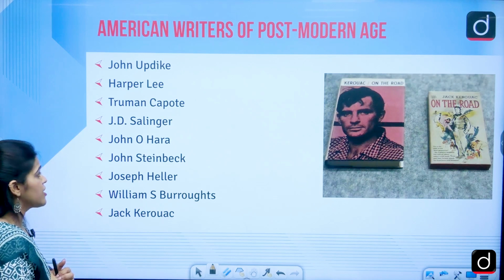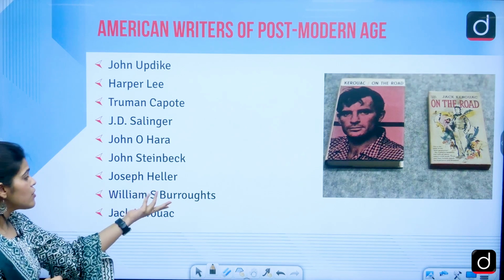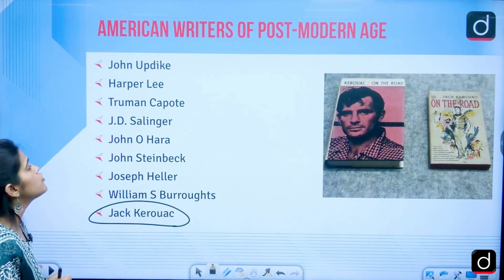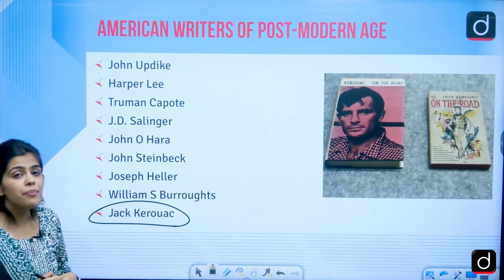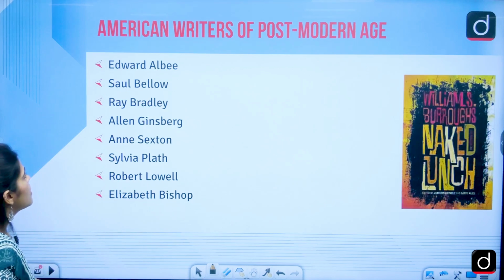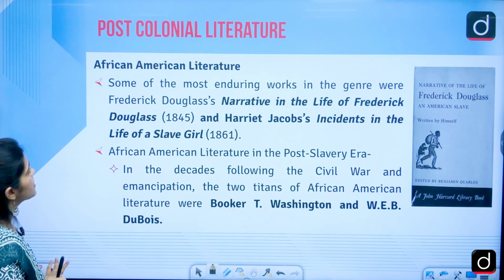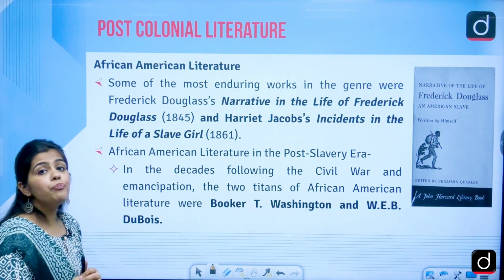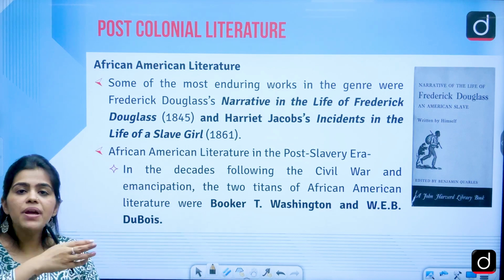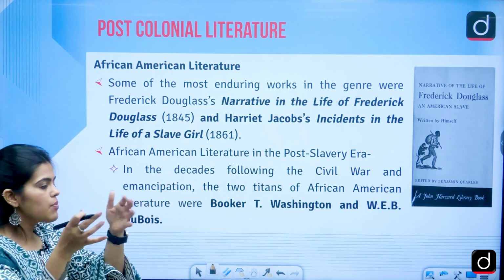Some of them are like John O'Hara, we have John Steinbeck, and we have Burroughs, and we have Jack Kerouac, very important. We have Truman Capote, we have Harper Lee, and we have John Updike. Right, so these are a few other writers related to the postmodern age. Then comes the post-colonial literature. Post-colonial literature would be segregated into other small sections.